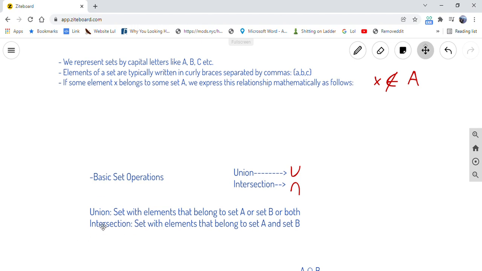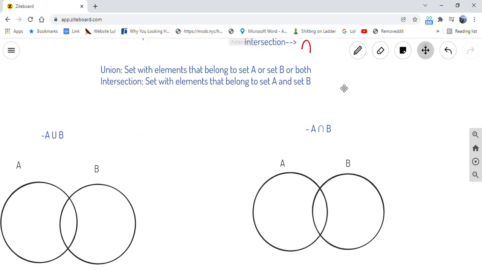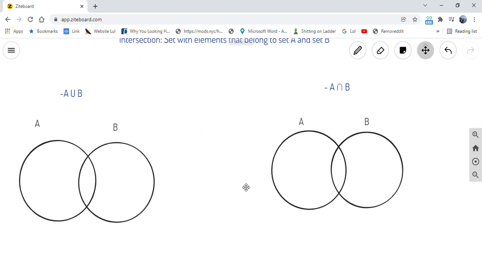Whereas an intersection is more specific, in that it's a set with elements that belong only to set A and set B. They must be present in both set A and set B to be present in the intersection of A and B. So a Venn diagram is the easiest way to display this, and Venn diagrams play in nicely with sets. If we imagine a set is one of these circles, right? So set A here, set B here, and we have them overlapping.